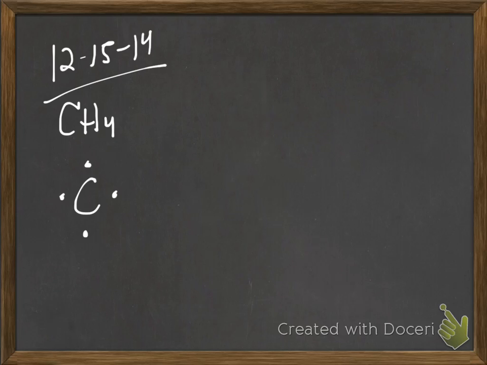I saw a few people who put 6 on there because they're looking at the total number of electrons. And remember, you don't want to do that. You only want to do valence. So make sure you're not making that mistake. And then hydrogen has 1 lonely valence electron.